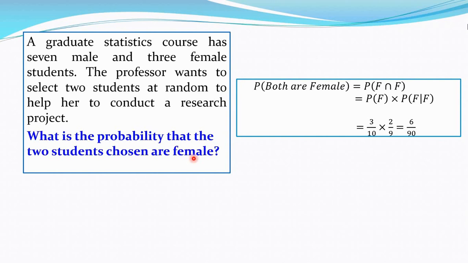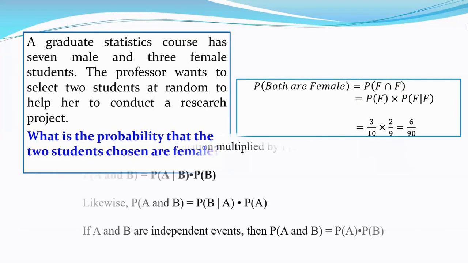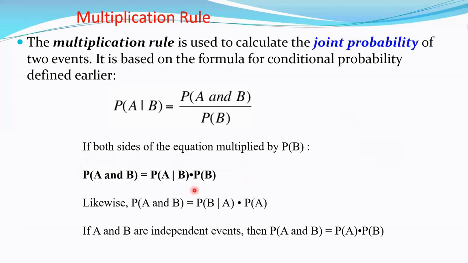So here, both are female. So that is an AND. The first student is female and the second student is also female. That's a joint probability. Both are female. So we write it as F1 intersection F2, or F into F. Now, according to this formula, we can use this one.